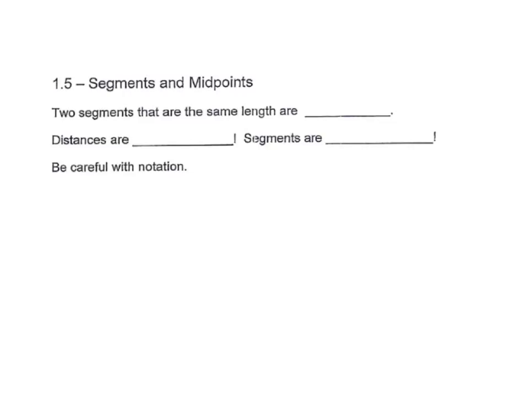Two segments that are the same length are congruent. Another symbol for congruent is a squiggly with an equal sign. That means congruent. Distances are equal. Segments are congruent. We don't switch them.